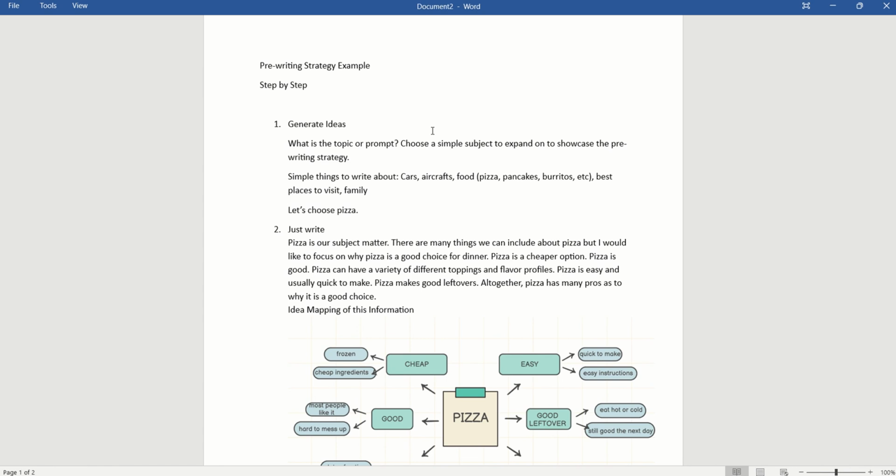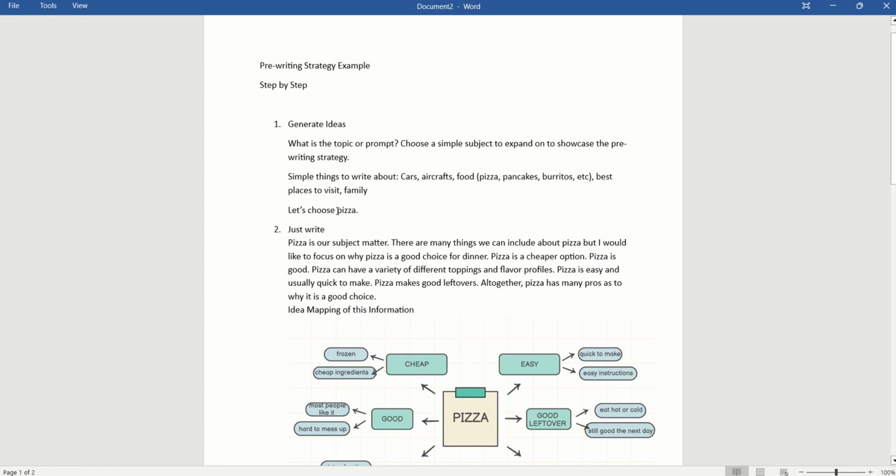In this, you can see we are generating our ideas. We ask what the topic or prompt is. For this, it is choosing a simple subject to expand on to showcase the pre-writing strategy. Simple things to write about like cars, aircraft, food, best places to visit, or family. For this particular example, there's no reason to include the sub-subjects of these ideas or to group them together.